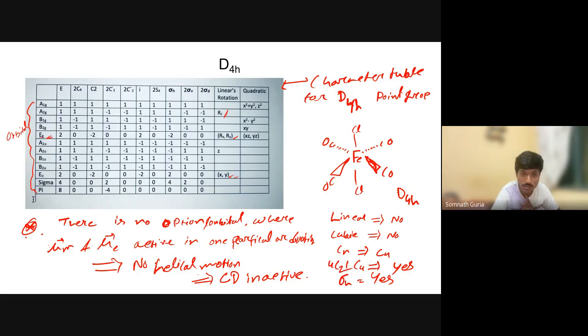So if there is no Rx combined together with Z or Rz, and Y and Ry combined together, active together, then there is no helical motion. That means my molecule is CD inactive. One example is iron tetracarbonyl chloride, which is a D4h point group.